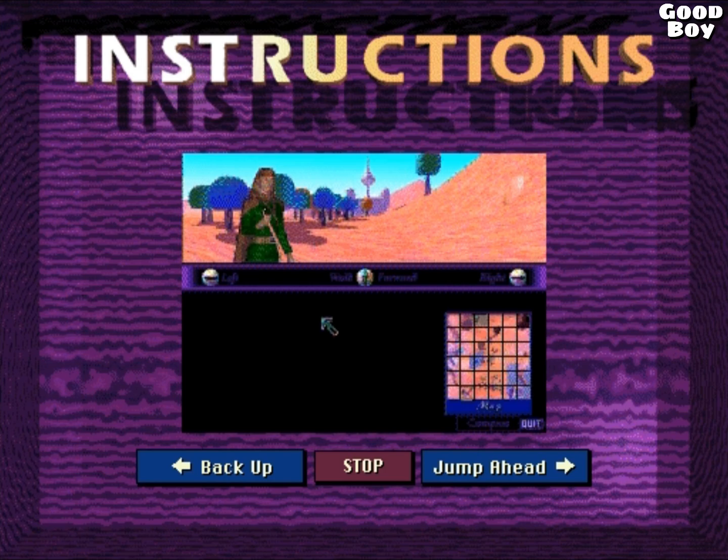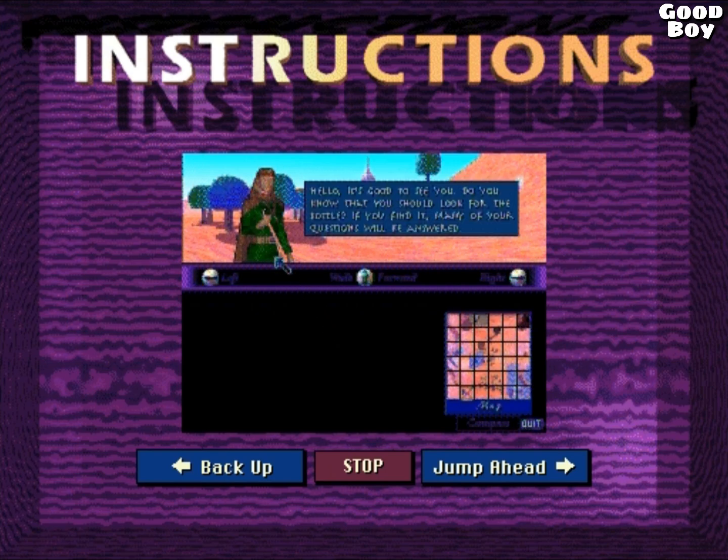Hey, cool! An elf! You'll find lots of people here. Just point to them to see what they'll have to say, and click on them to hear them say it.